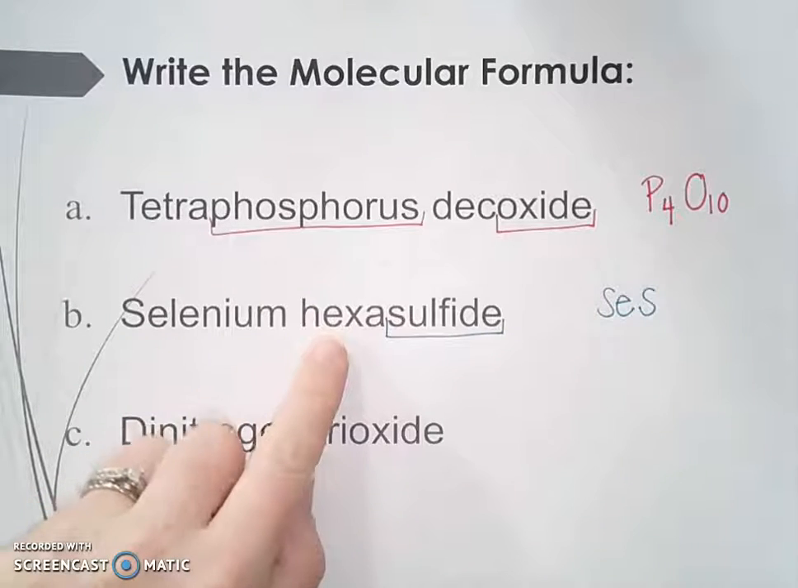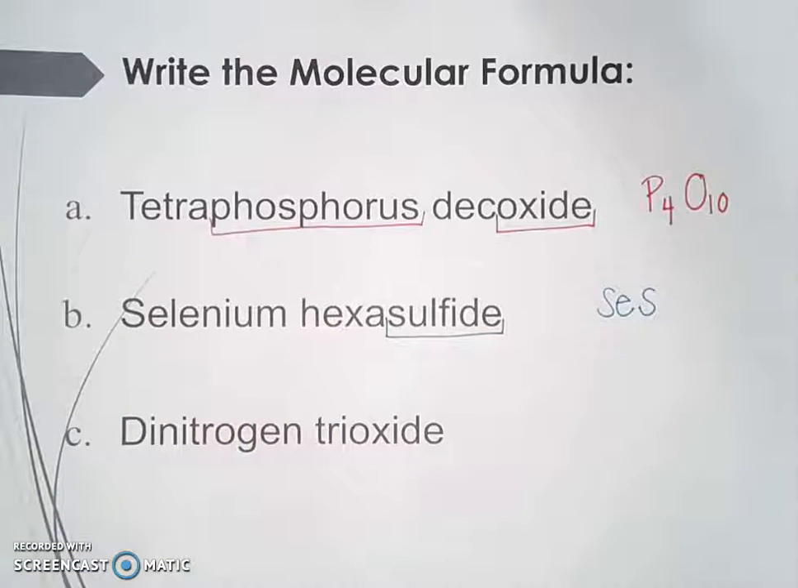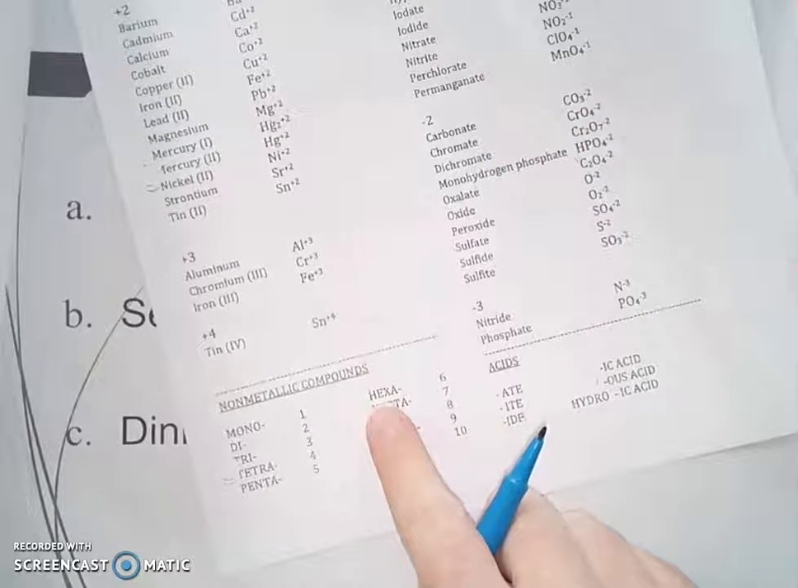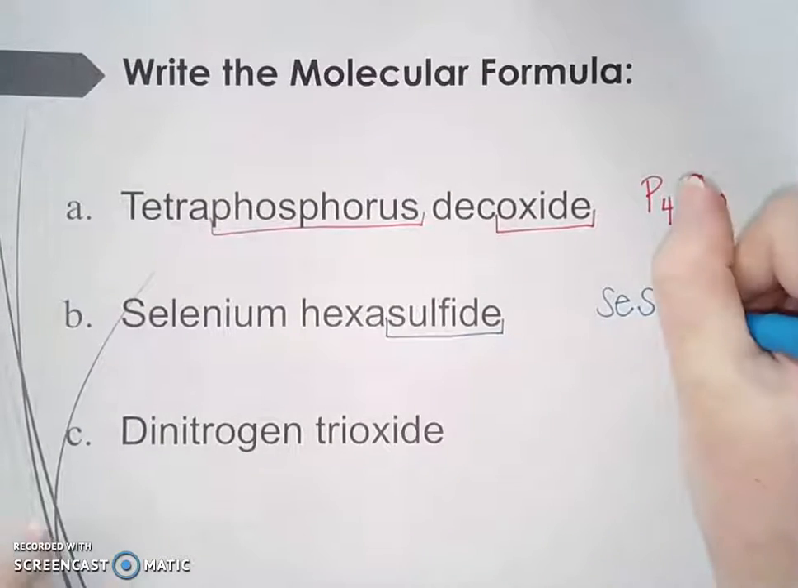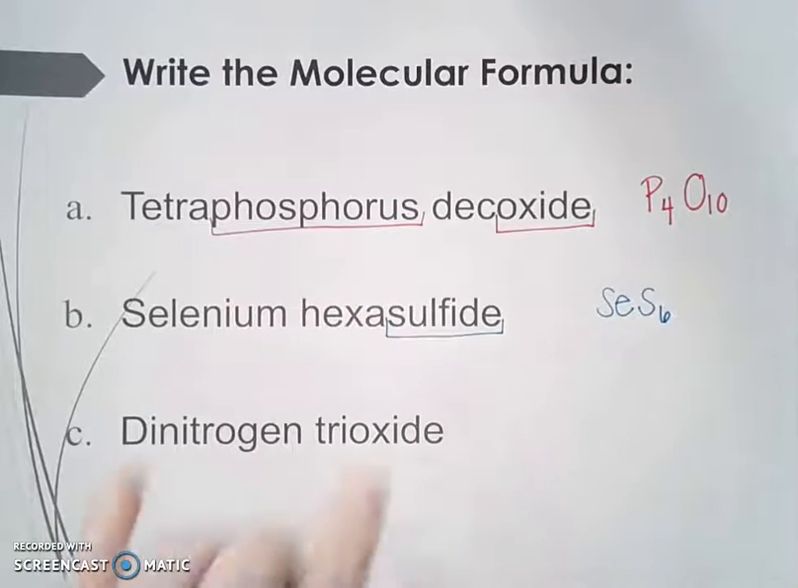And so hexa here, if I don't remember how many sides a hexagon has, hexa is 6. So I'm going to go ahead and write a 6 there. So if there's a prefix on one of those, or both of them, that's a huge hint that you are looking to use the prefixes telling you how many there are, and you don't have to do anything with charges. So I'd like you to try C on your own by pausing the video, writing it down, and then unpause the video when you're done so we can check your work.